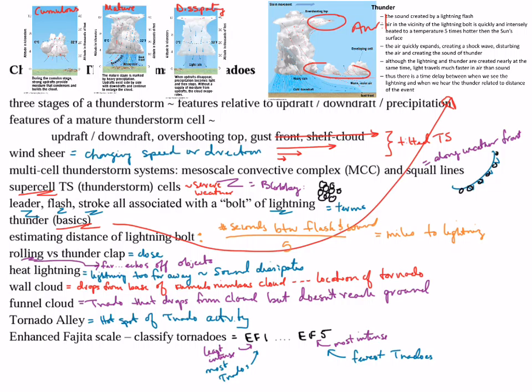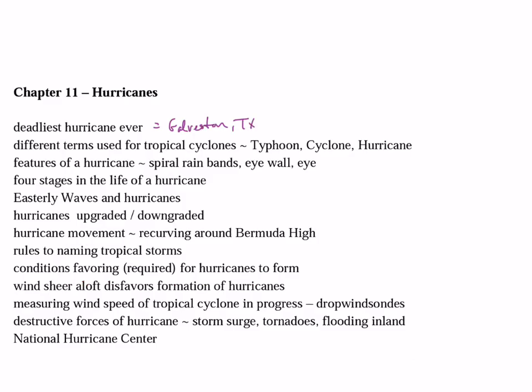And then we went on to the next chapter, hurricanes. The deadliest hurricane ever, Galveston, Texas, 1900. You didn't know the year? Uh-uh. Okay. And then for the next one, I brought in a map.